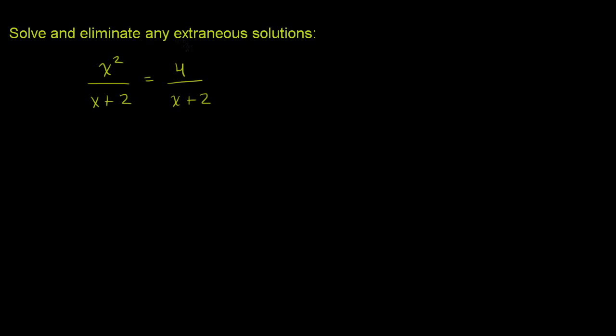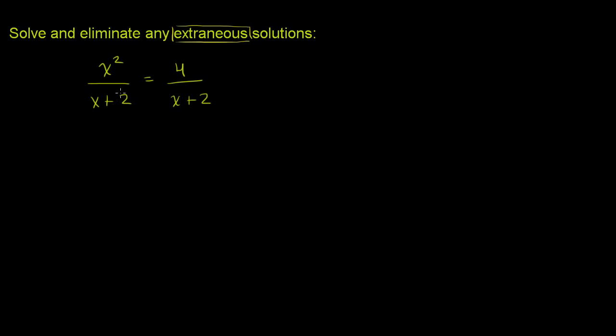Solve and eliminate any extraneous solutions. And what they mean by extraneous solutions are, in the course of solving this rational equation right here, we might get some solutions that if we actually put it into the original problem would give us undefined expressions. And so those solutions are extraneous solutions. They actually don't apply. You actually want to throw them out.